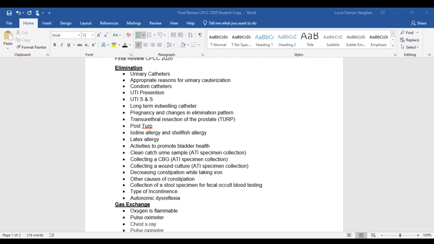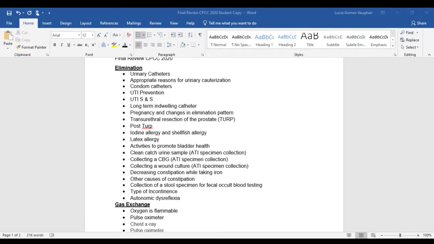When we're collecting a CBG and we run into difficulties, we can do things as a nurse to promote blood flow, making the sample easier to obtain. Things like this include dangling the hand, so it promotes blood flowing into the fingers. Another thing that we can do is get a warm washcloth and put it on the finger. This promotes vasodilation and promotes blood flow to that finger. After we collect the sample, we're going to follow the patient's sliding scale to determine how much insulin they require, if they have a sliding scale.